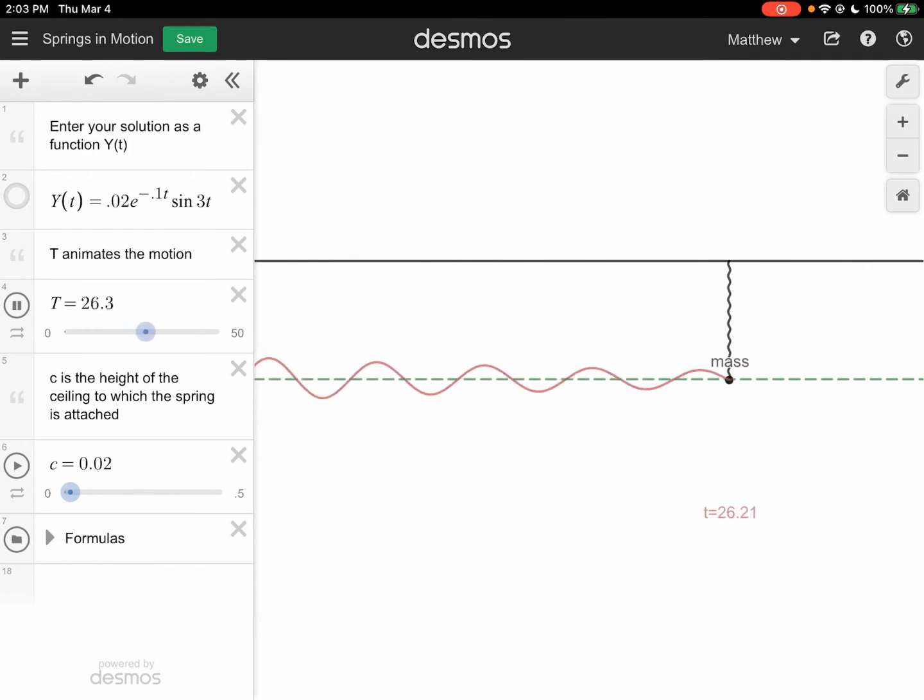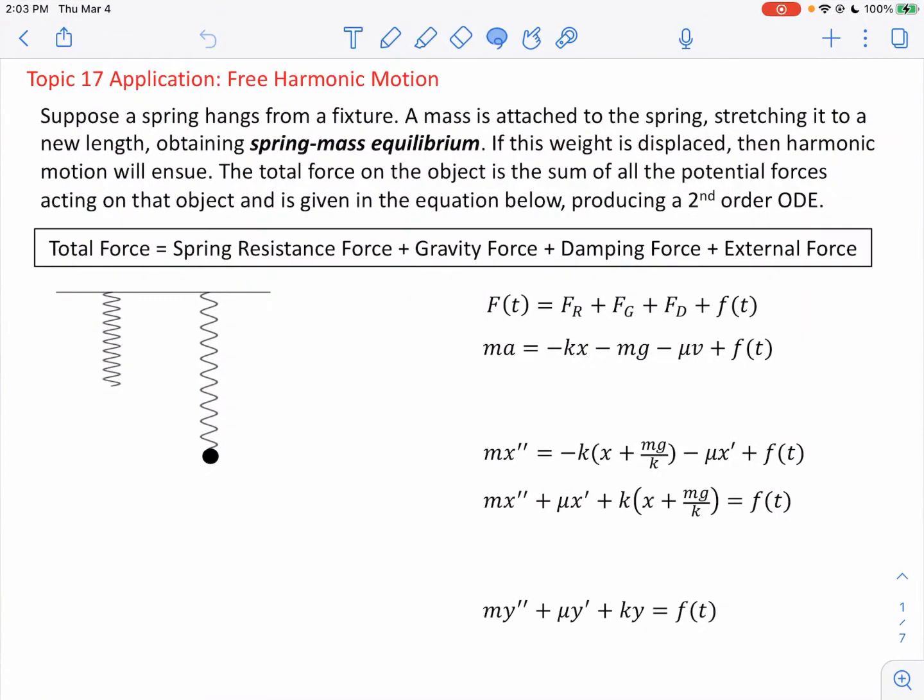But what we're going to be learning is how to create the differential equations and then solve those differential equations that model such harmonic motion. Let's cut back over now to our notes and pick up reading right here. The total force on the object is the sum of all the potential forces acting on that object and is given in the equation below, producing a second order ODE.